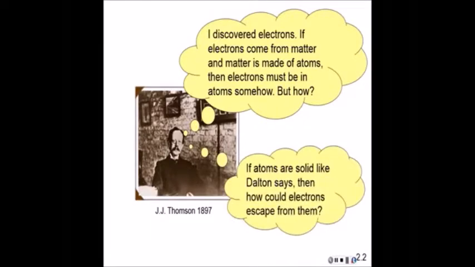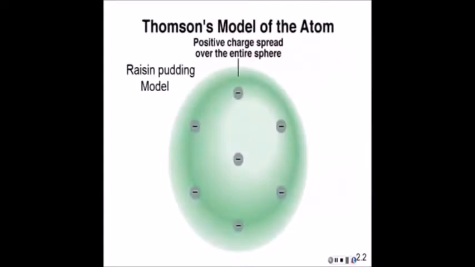So his model of the atom is called the raisin pudding model. And in his model, an atom is more of a fluid, like a pudding, and it has these negative electrons embedded within the atom. And I notice he's not talking about any other particles in there, just the electrons. And to balance off the charge of the electrons, he said you must have a positive charge in here somehow spread around.